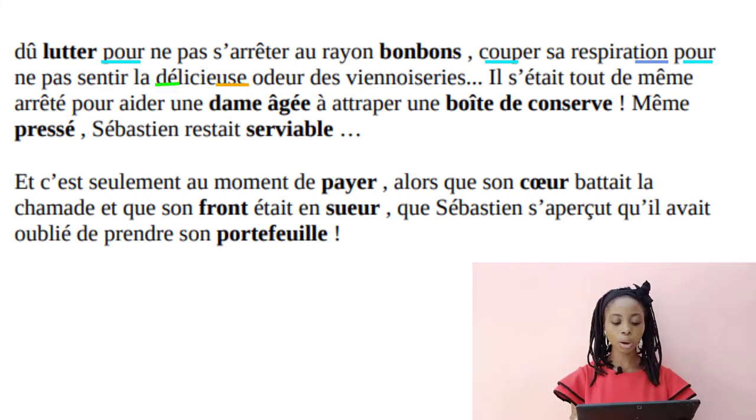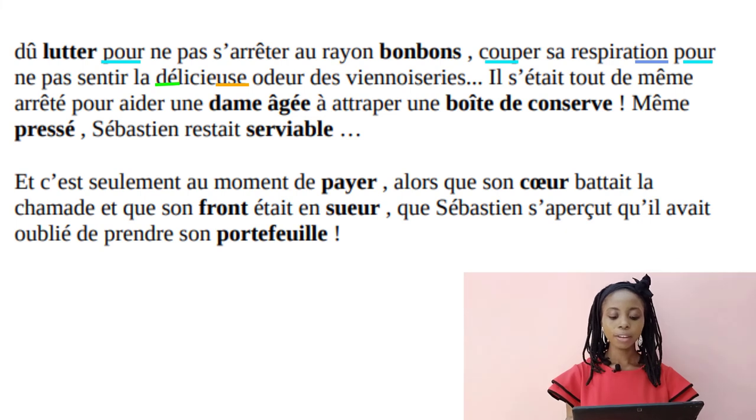délicieuse. Don't forget our E accent aigu, our C that gave us the S sound. We could see C in front of our vowel E as well, and our S in between two vowels for euse. That's why we have délicieuse. Okay? Délicieuse odeur de viennoiserie. So we have our S in between two vowels for noiserie. So we have viennoiserie. Il s'était tout de même arrêté pour aider une dame âgée à attraper une boîte de conserve.